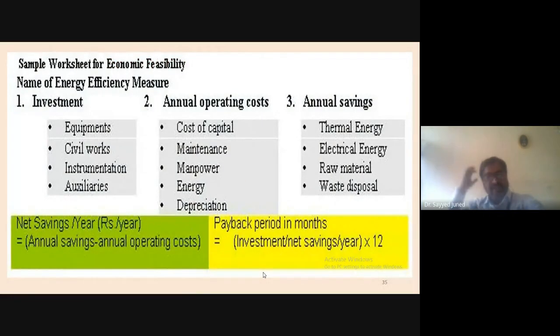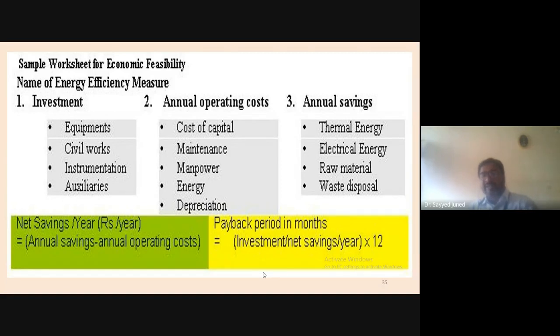This is a sample worksheet to see investment, annual operation cost, and annual saving. Investment means equipment, civil works, instrumentation, and accessories. Annual operation cost means cost of capital, maintenance, manpower, and energy. Annual saving is thermal energy, electric energy, raw material, or waste disposal.